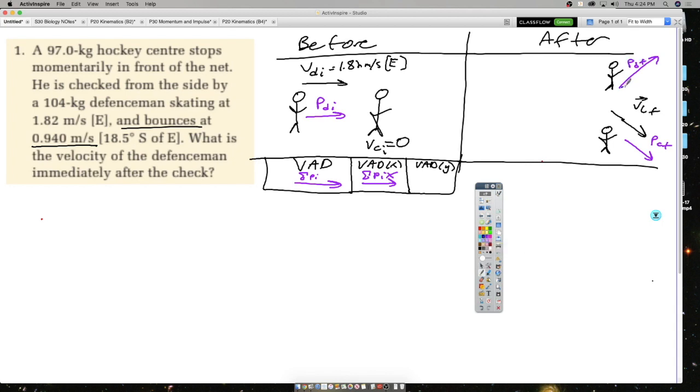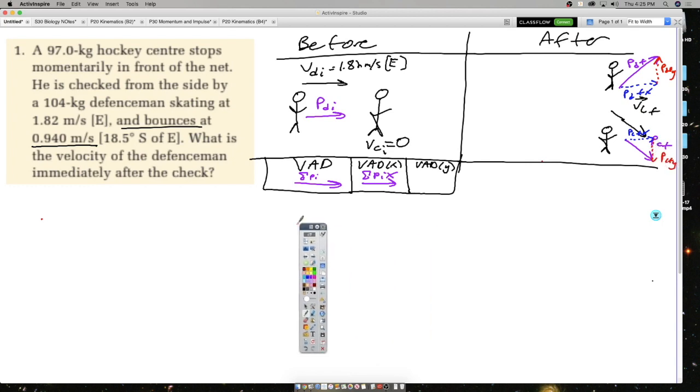Because, right, this has an x component, looks like that. And it has a y component that looks like that. The same way this has an x component that looks like this. And a y component that looks like this. How do we know? Because of the law of conservation of momentum. All our VADs should look the same after, in terms of the result we get, okay?